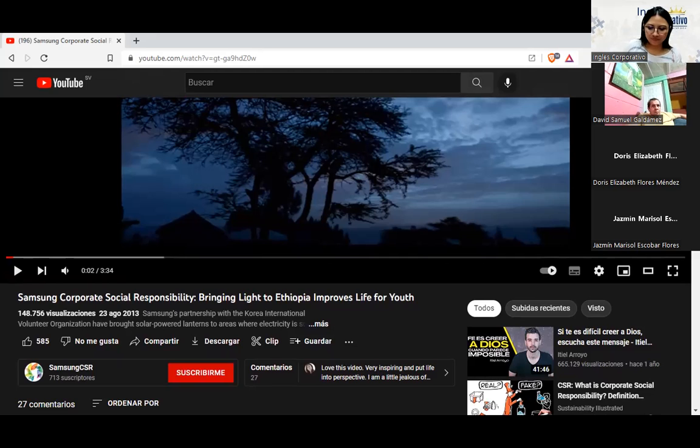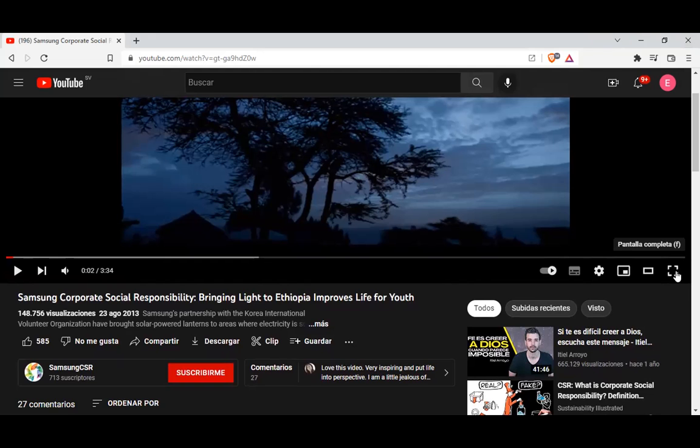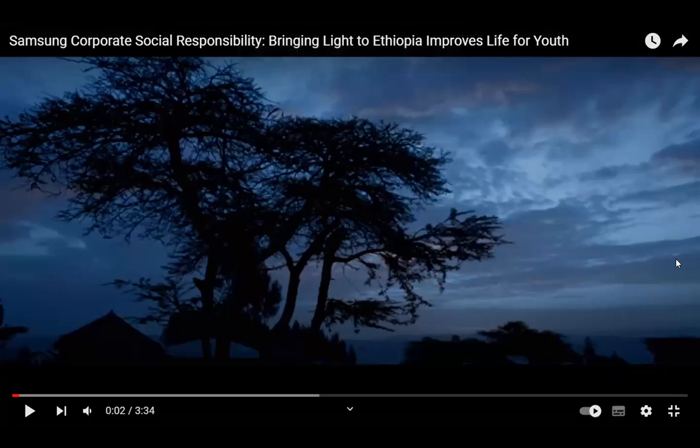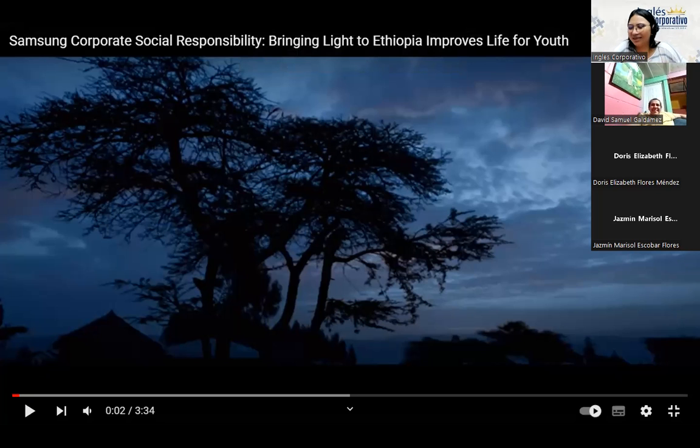Samsung. Corporate Social Responsibility. ¿Cómo se llama el título de esa iniciativa that they have? Bringing light to Ethiopia. And where is that located? Improves life for youth. ¿Dónde está Ethiopia? What do you know about that place, country, region, location? I don't know. ¿Qué es eso, Ethiopia? En África. Vamos a ver de qué se trata.